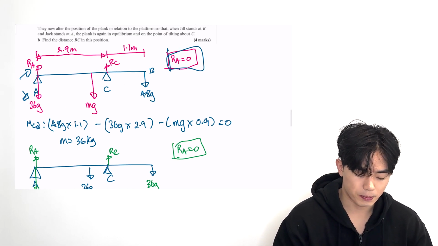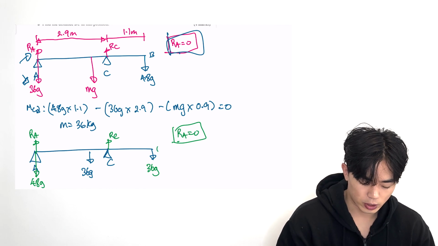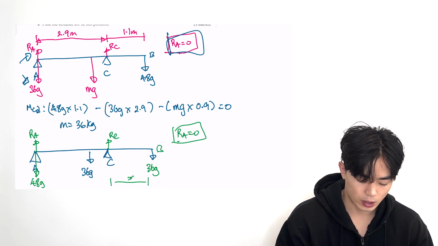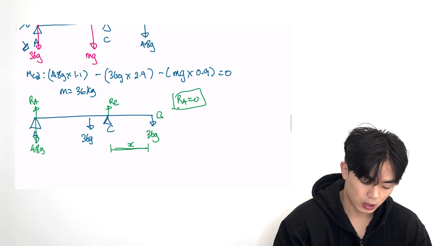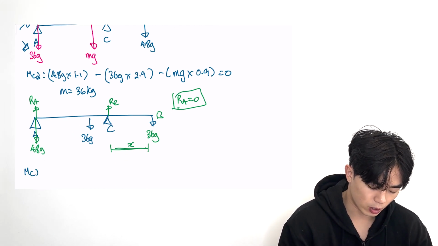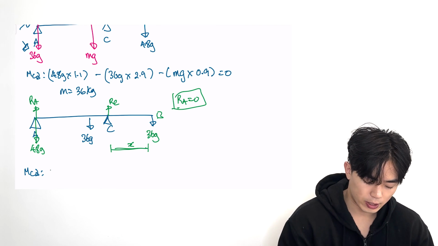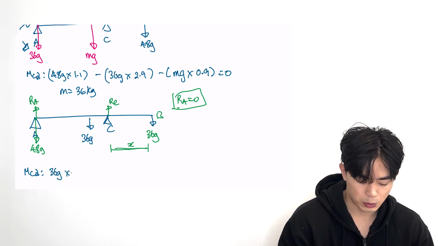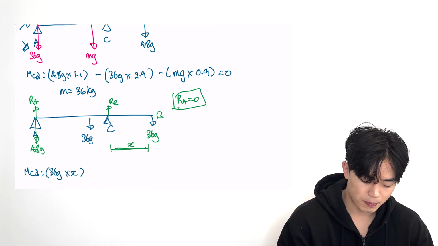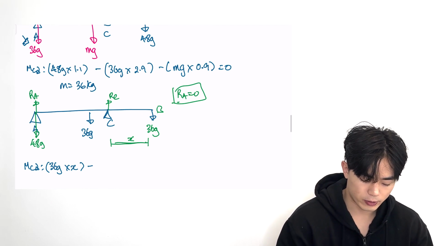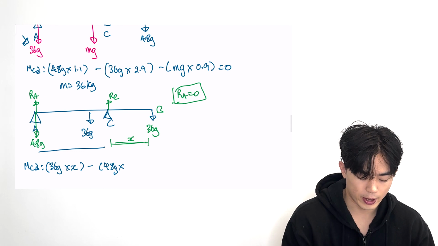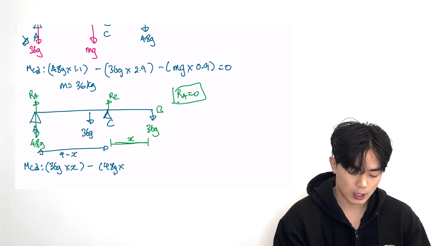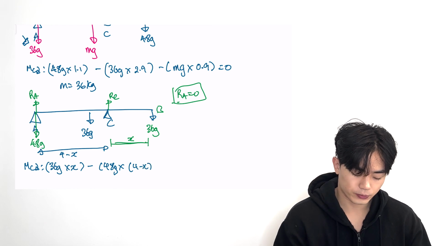Let's say find the distance BC. So now this is B here, and we're trying to find this distance X like here. But same situation, we just have to do moments again. So we're doing moments about C, going clockwise. So we have this 36g, the weight of Jill, times the distance X, which we don't know. We also have the weight of Jack, so it's 48g, times the distance. Now we don't know this distance because we don't know X, but this one we can call 4 minus X because the whole distance is 4 meters, right? So it's going to be 4 minus X like so.